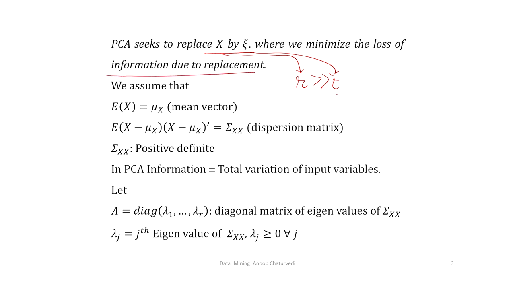So, on one hand, you are reducing the dimension of the data, on the other hand, you also want to minimize the loss of information due to this replacement. Now, suppose the expectation of x is mu x. So, mu x is the mean vector of x. Expectation of (x minus mu x)(x minus mu x) transpose is equal to sigma xx. So, sigma xx is the dispersion matrix. Obviously, this dispersion matrix or variance covariance matrix is positive definite. Then in principal component analysis, the information contained in the data is equal to the total variation of input variables. So, the information is measured by the total variation in all the input variables.